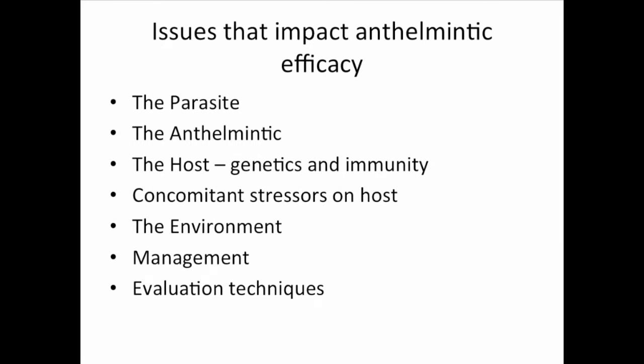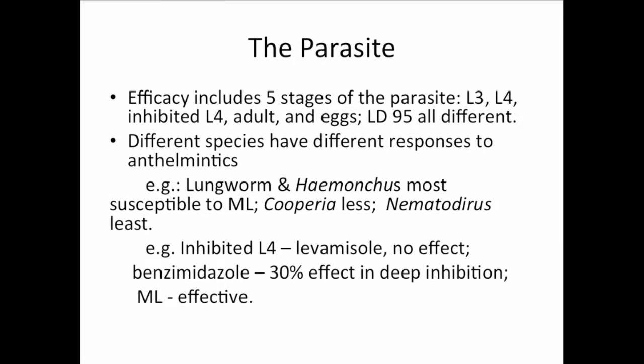We talk about resistance or reduced efficacy, and we tend to focus on the products that are used. But the reality is, we need to focus on a whole lot of factors, which may be much more important than the product. First of all, we got the parasite, then we've got the product, then we've got the host genetic system and the immunity that we just talked about, and we've got stressors on the host, then we've got environmental issues to get involved, and then we've got management issues that are so important in efficacy, and then we've got evaluation techniques. So I'm going to walk through those quickly.